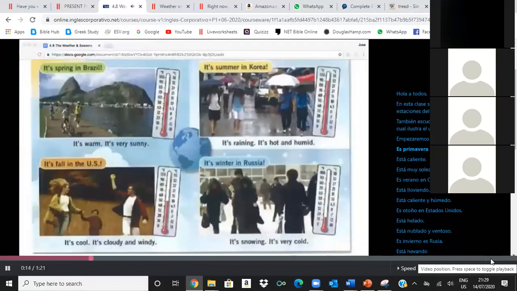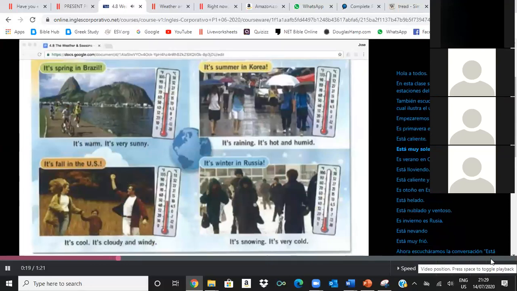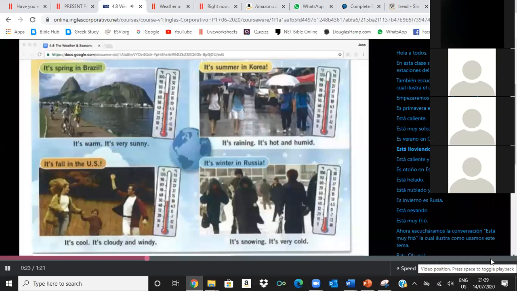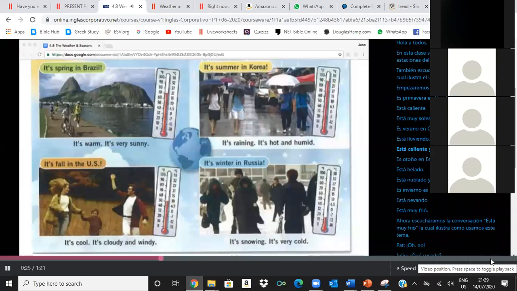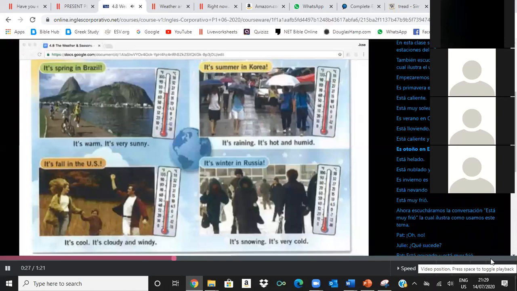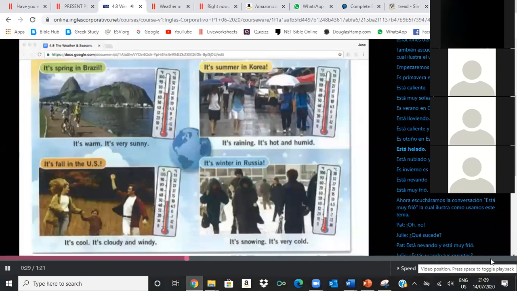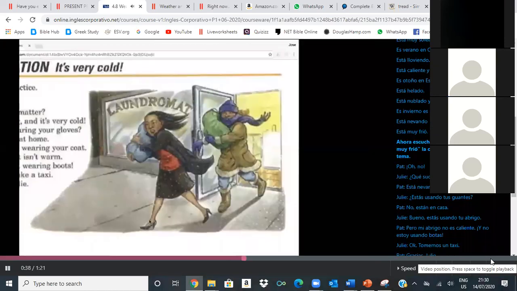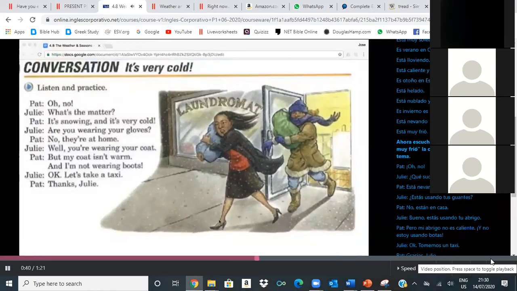It's spring in Brazil. It's warm. It's very sunny. It's summer in Korea. It's raining. It's hot and humid. It's fall in the US. It's cool. It's cloudy and windy. It's winter in Russia. It's snowing. It's very cold. Now, let's listen to the conversation, "It's very cold," which illustrates how this topic is used.